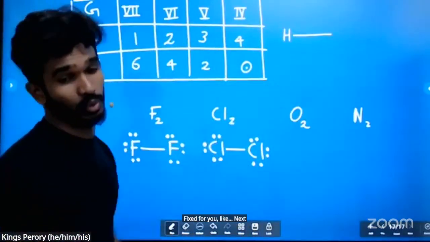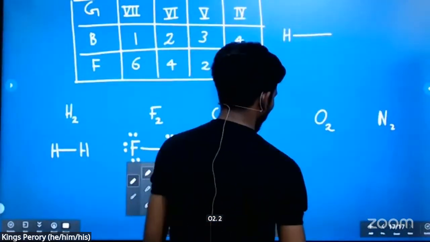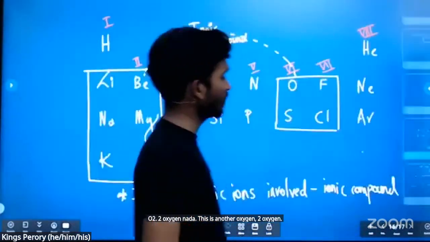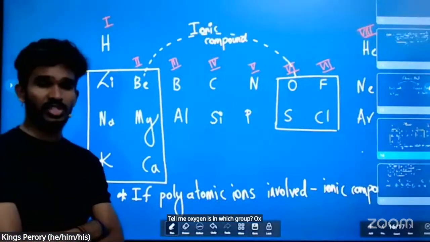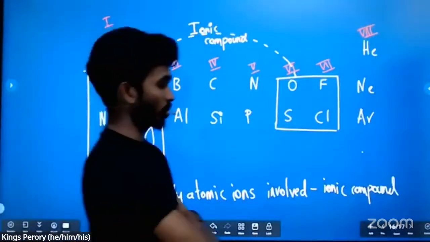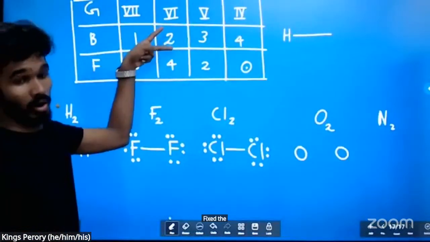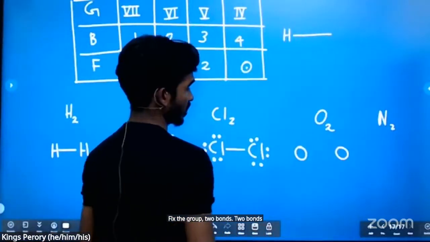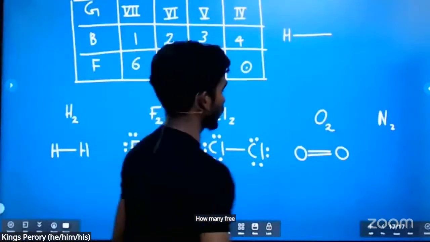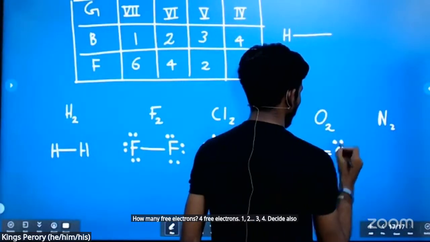Next, coming to O2. Two oxygen atoms are there. This is one oxygen, this is another oxygen. Tell me, oxygen is in which group? Sixth group. What is our logic? 2 bonds. Oxygen always tries to make 2 bonds. How many free electrons? 4 free electrons. 1, 2, 3, 4. This side also 1, 2, 3, 4.